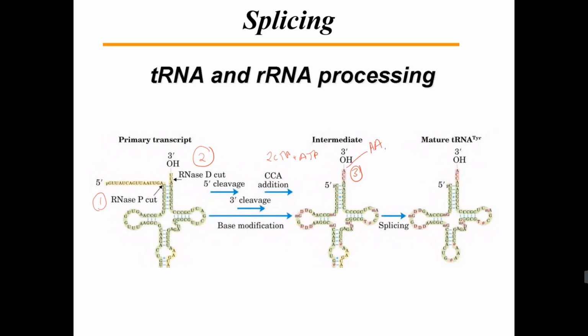We get base modifications occurring in the D loop, the T psi C loop. So the D loop, again, we have some methylations here. And then we have the splicing in the eukaryotic cell of this component here. So these base modifications are number 4, and then the splicing is the 5. So 5 processes that are occurring to get our mature tRNA.